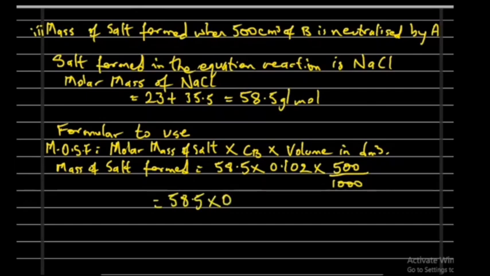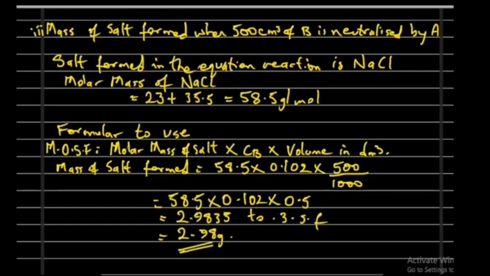58.5 multiplied by 0.102 multiplied by 0.5. From here now, what we will be having is going to be 2.9. When we do the calculation, we'll be having 2.9835, and then to three significant figures, what we'll be having will be looking like 2.98 grams. That will be the reaction. And then let's take the last question.